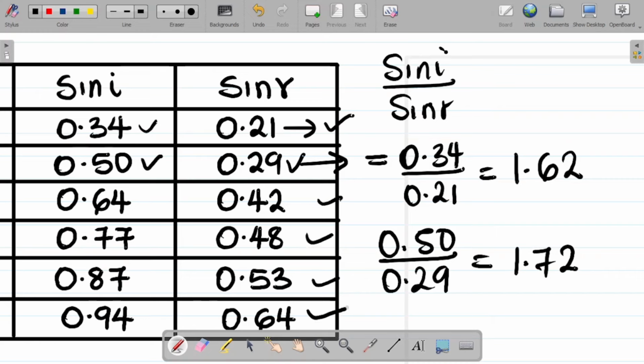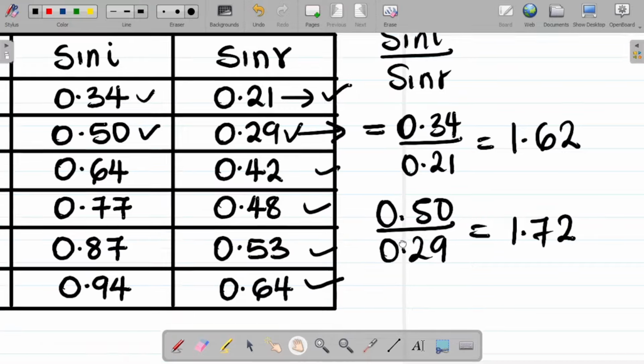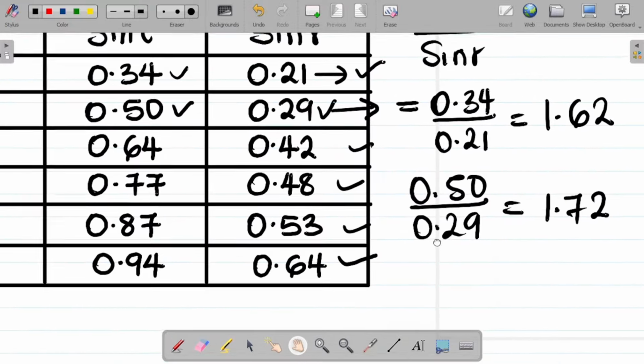Get the value of sine I over sine R for each of them. Now, when you're done, what's next? Look for the maximum of all of them and also the minimum. Now, what do I mean? Better let me just do everything at once so you get it.